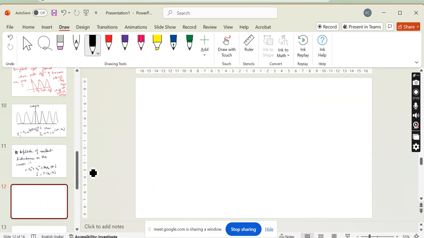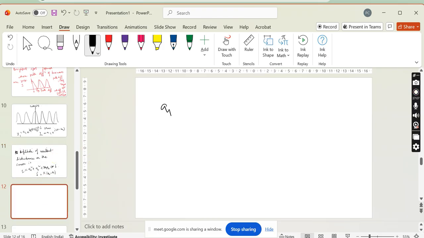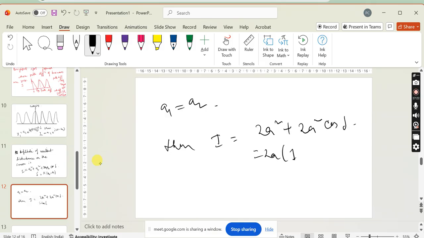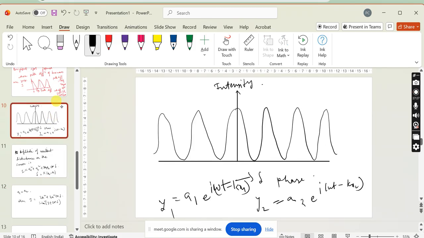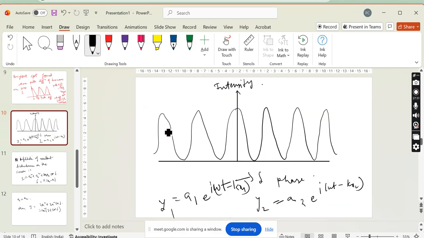So the intensity I is, if A1 is equal to A2, A square plus A square plus 2A square cos delta. So 2A square times 1 plus cos delta. And now when delta changes, we get maxima or minima.